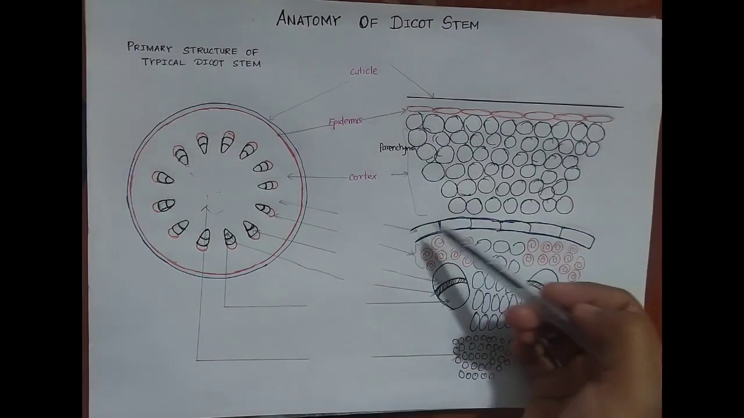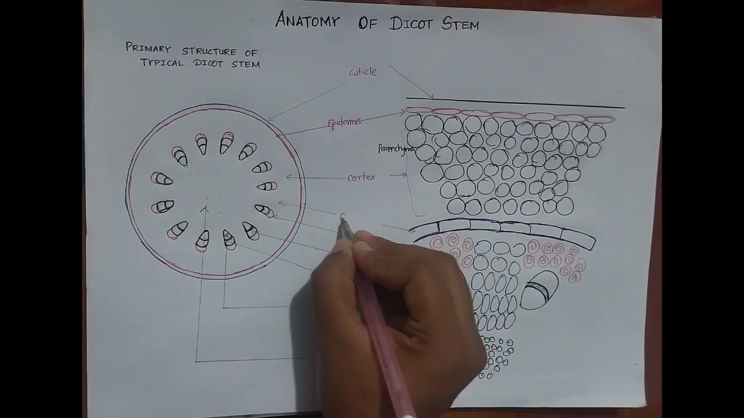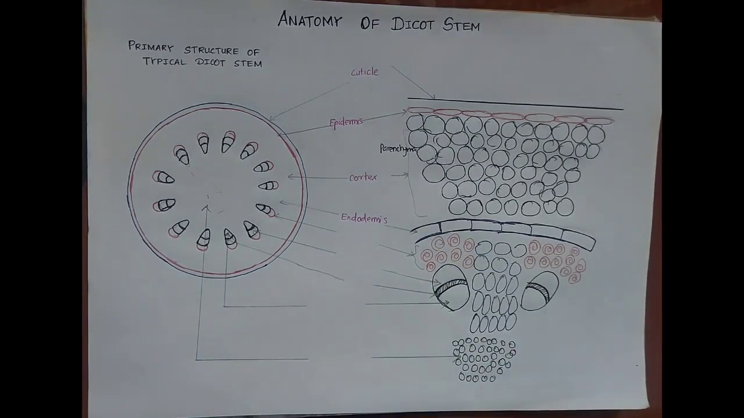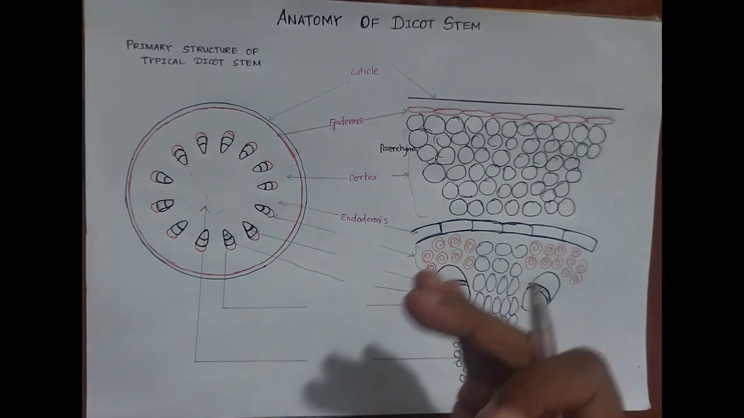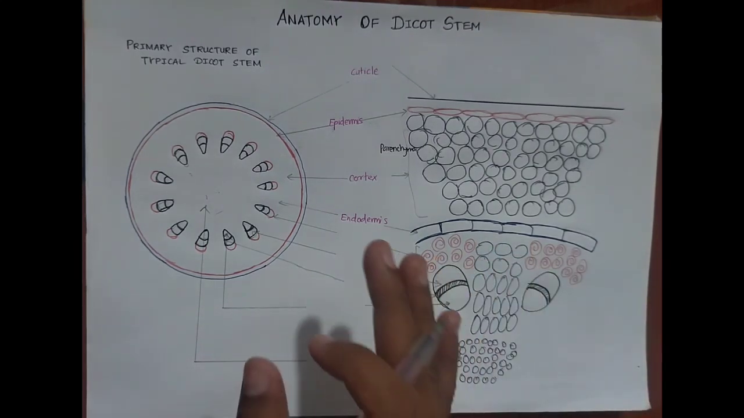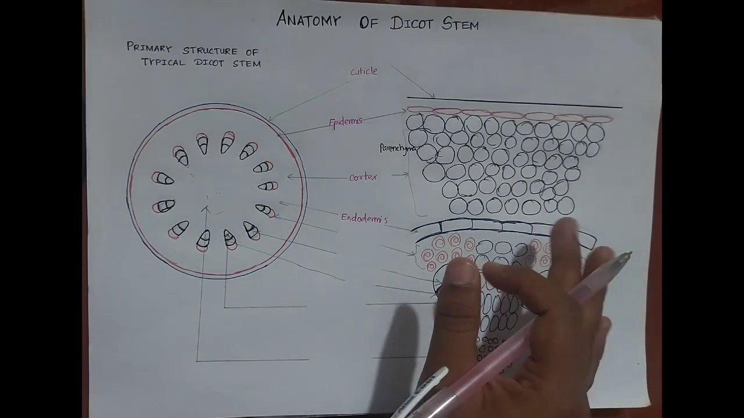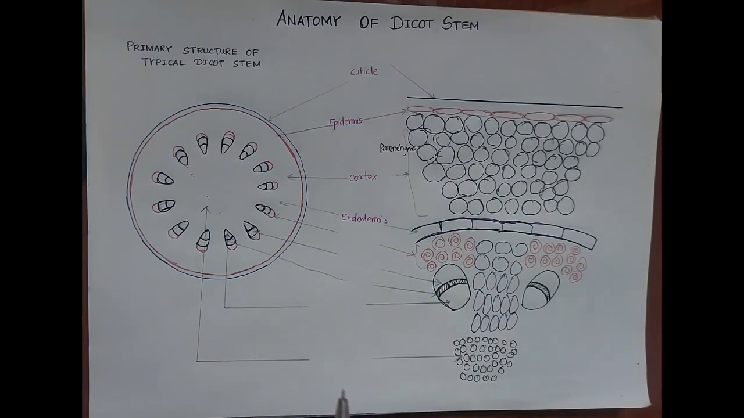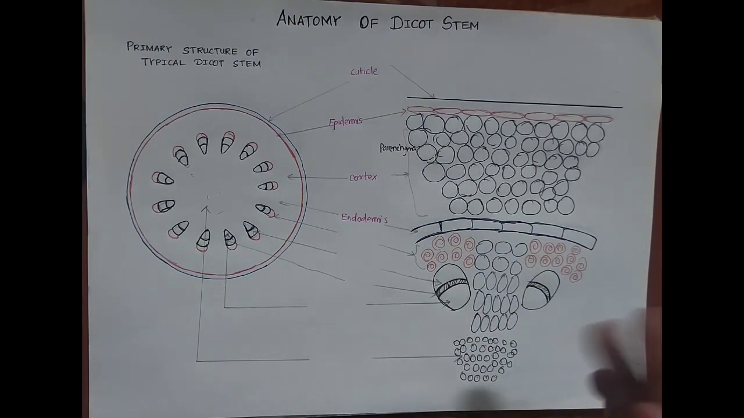Next to the cortex we have the endodermis layer. In the stem there will not be any Casparian strips. You know, in roots you have the Casparian strip across this, made up of suberin. But here we don't have those Casparian strips, because they have to do the conduction, like water conduction and food conduction.